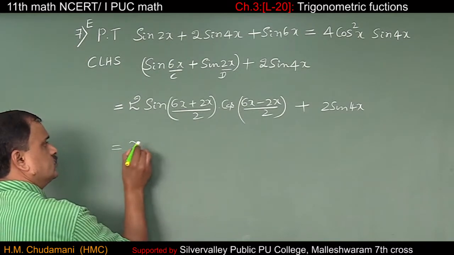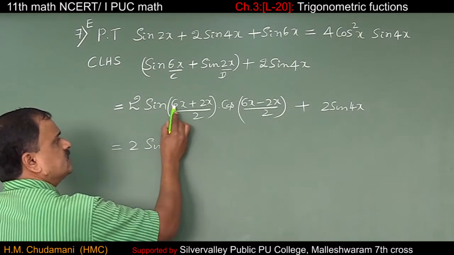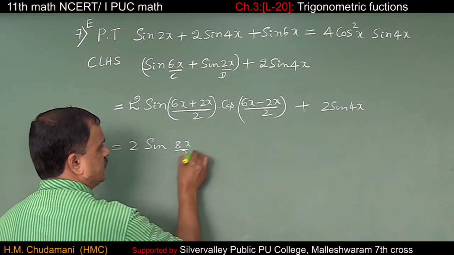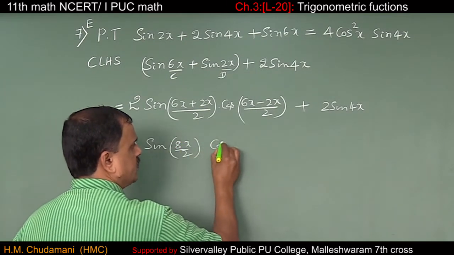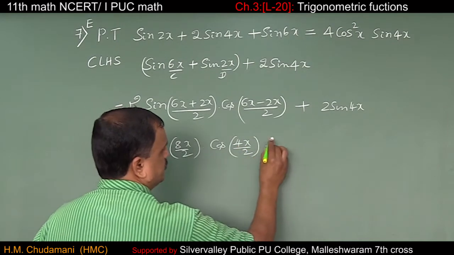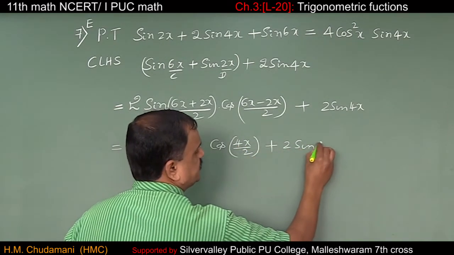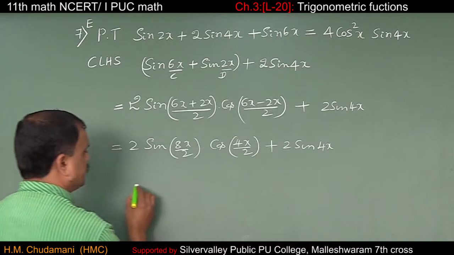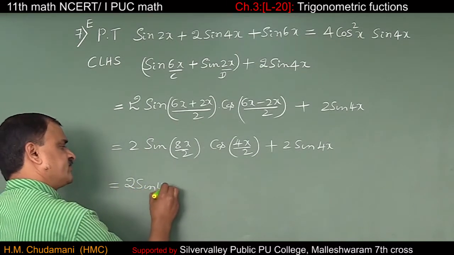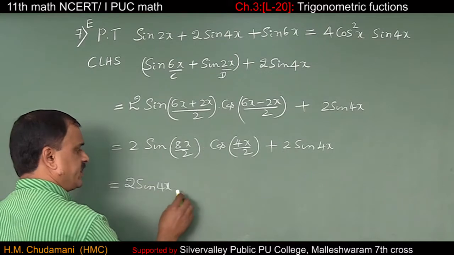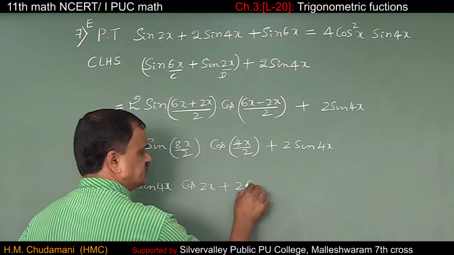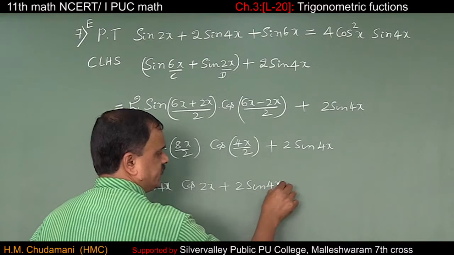This is equal to 2 into sin of 2 plus 6, 8x divided by 2, into cos 4x divided by 2, plus 2 sin 4x, which is 2 sin 4x into cos 2x plus 2 sin 4x.